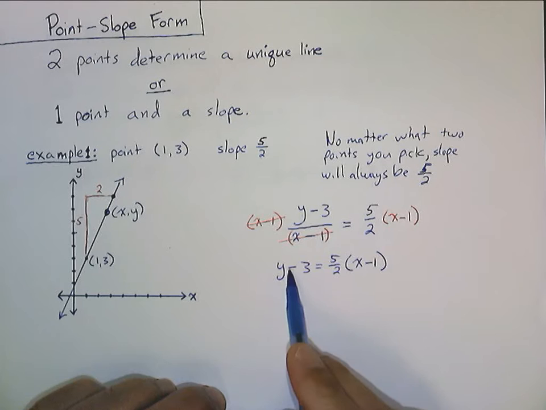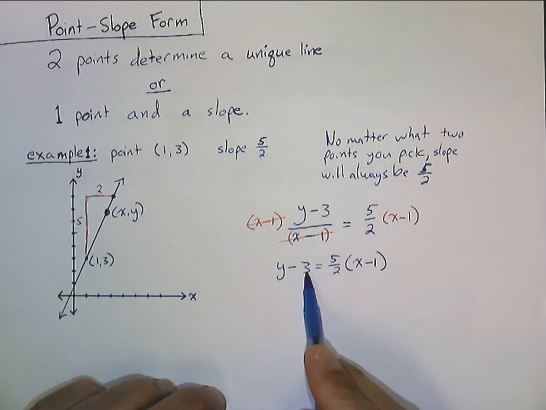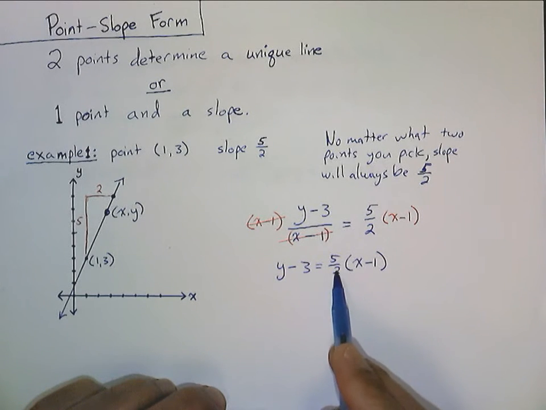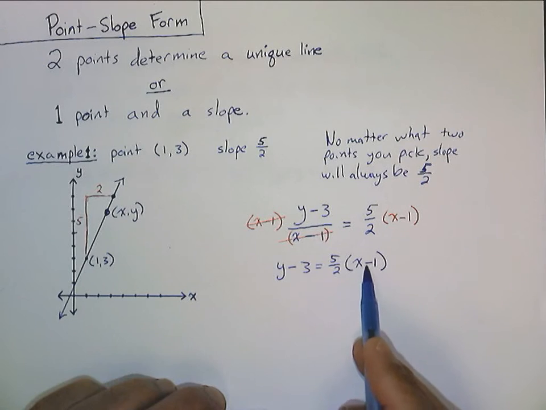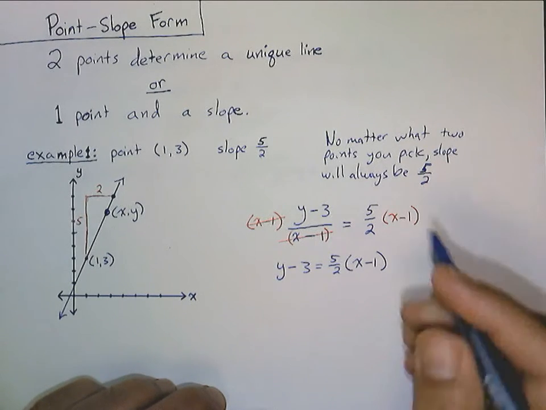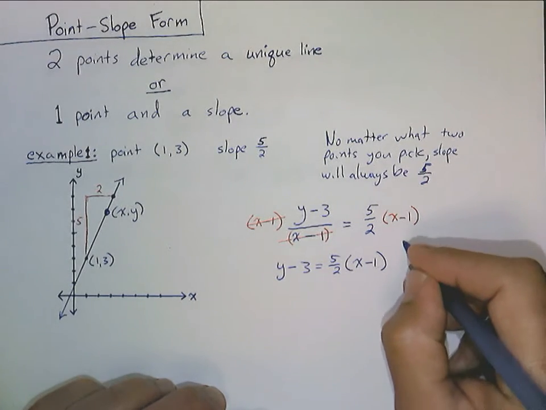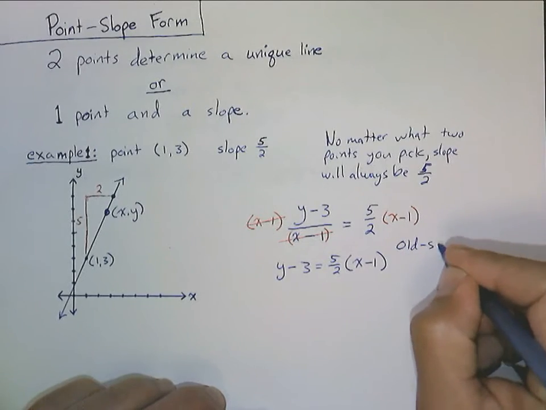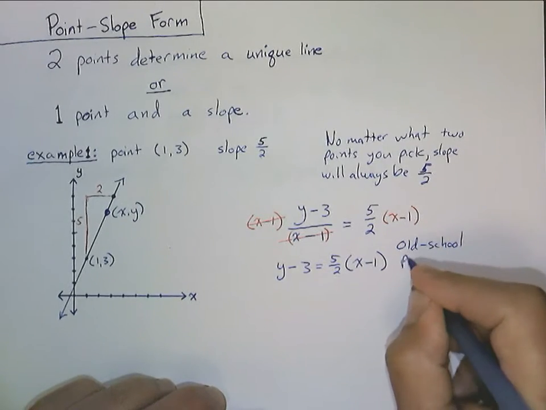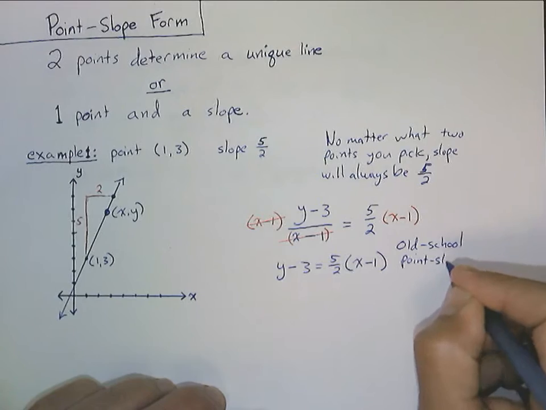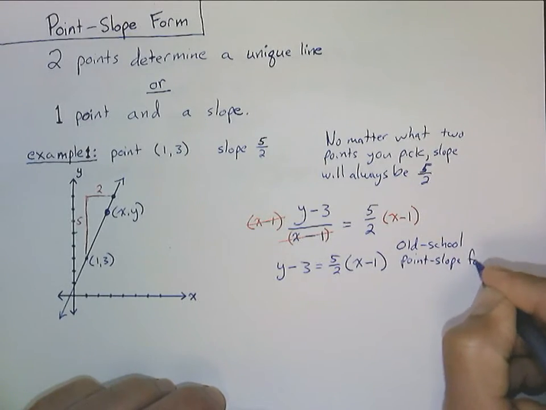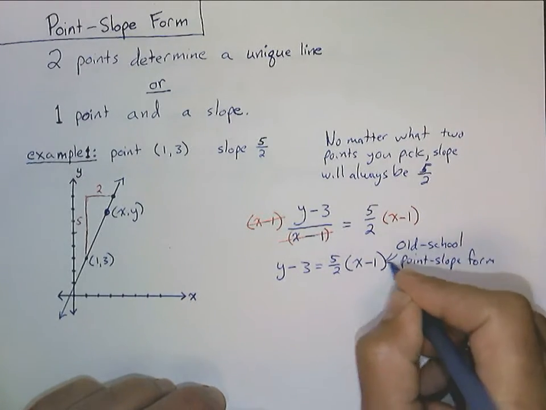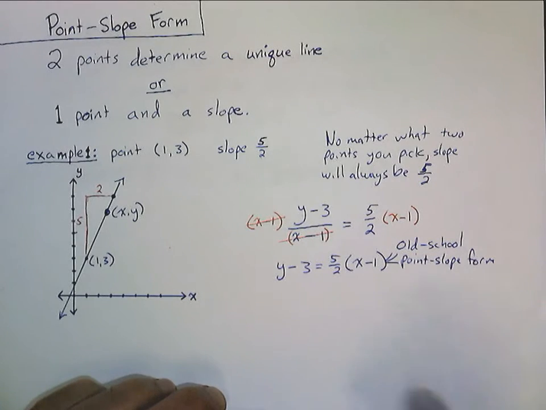And this is the traditional version of point-slope form. It's y minus the y-coordinate of the point that you know, is equal to the slope times x minus the x-coordinate of the point that you know. Might call this old school point-slope form right there.